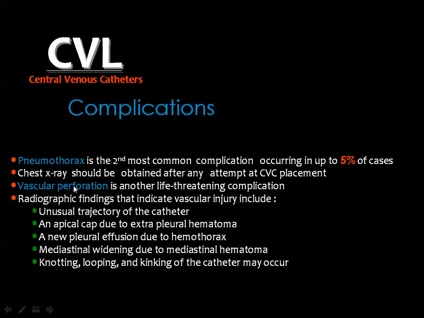And vascular perforation is another life-threatening complication, which will result in bleeding. And the radiographic findings that indicate vascular injury: number one, unusual trajectory of the catheter. The course is abnormal. An apical cap due to extrapleural hematoma, apical opacity over the lung apex. A new pleural effusion that was not previously present due to the presence of hemorrhage in the pleural space. Mediastinal widening due to mediastinal hematoma. Knotting, looping, or kinking of the catheter may occur.